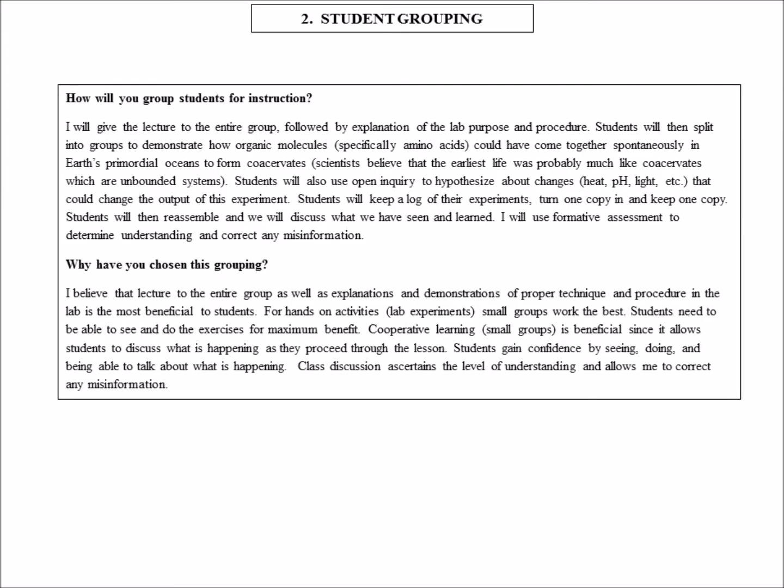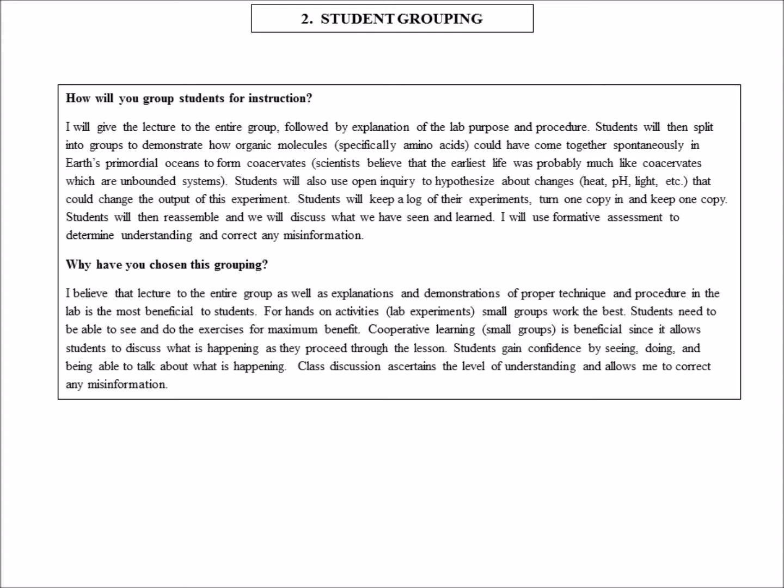For my student grouping, I will lecture to the entire group, followed by explanation of the lab purpose and procedures. Students will then split into groups to demonstrate how organic molecules, specifically amino acids, could have come together spontaneously in Earth's primordial oceans to form coacervates. Scientists believe that the earliest life was probably much like coacervates, which are unbounded systems, also known as protocells.